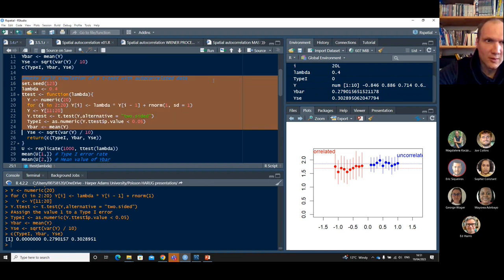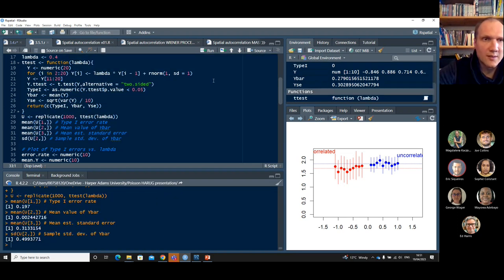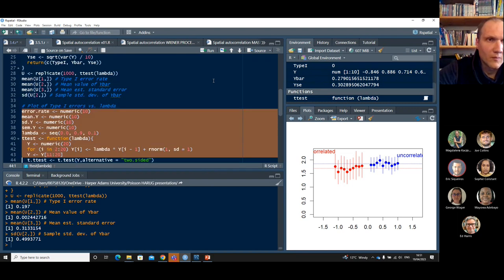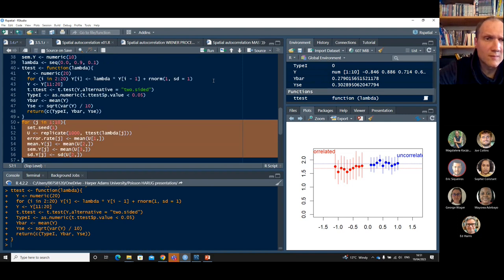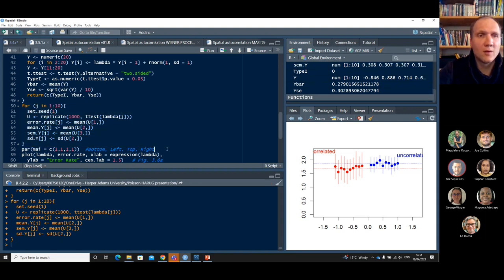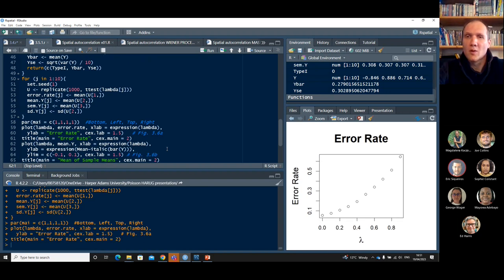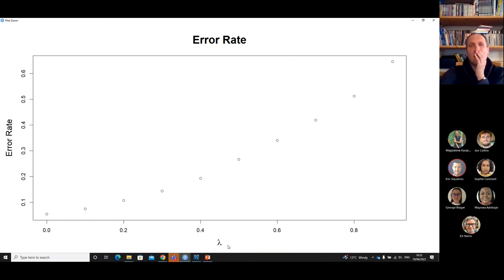We are almost running out of time, so I will run it in entire blocks, and let's see the plots which are presented in the book. We'll be measuring error rate and standard deviation. Okay, and let's see the script. That's the error rate plotted against lambda. Lambda is a factor that influences the strength of spatial correlation.